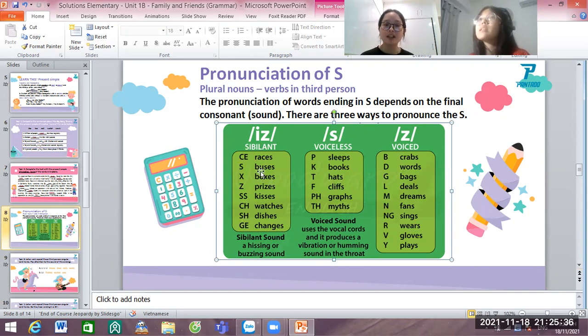So that's all we need to pronounce the words. If we see a word that has CE at the end of the word, we will pronounce it "iz." If you don't remember, you can take note of all of this to pronounce the correct word.